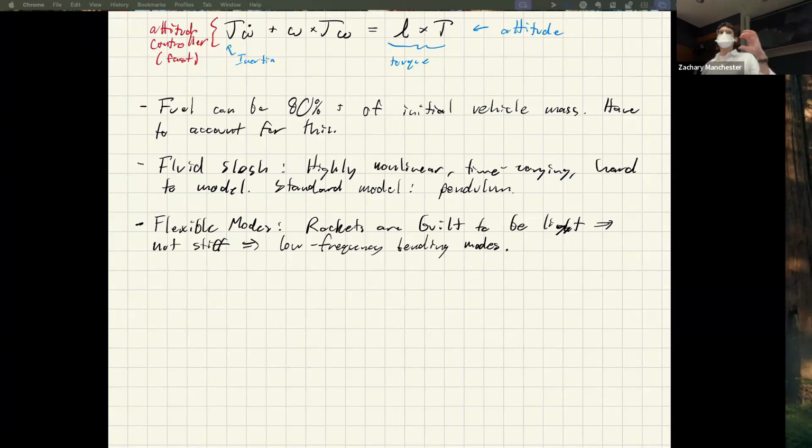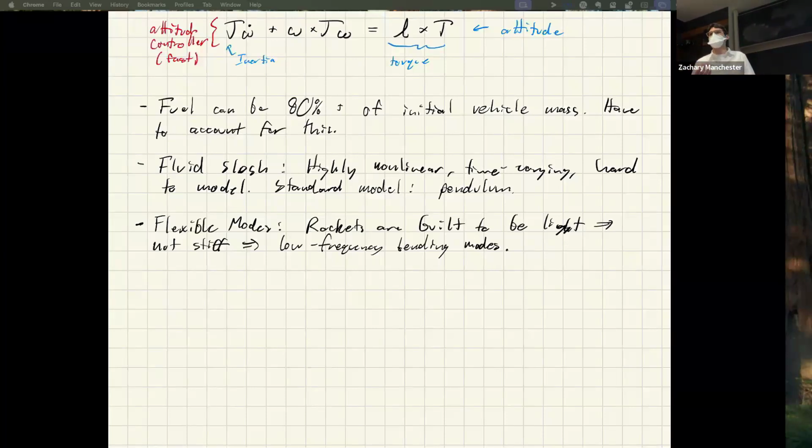So they're absolutely inside the bandwidth of your controller, which means that your controller can excite those modes. You can very easily end up in a positive feedback loop: if the rocket bends and that causes some error, the controller is going to counteract that, and you can end up pumping energy into the system at exactly the modal frequency. You end up with this positive feedback loop and it blows up.